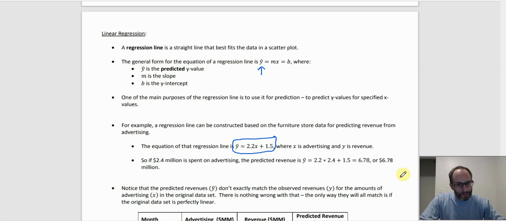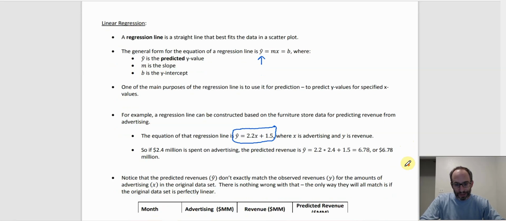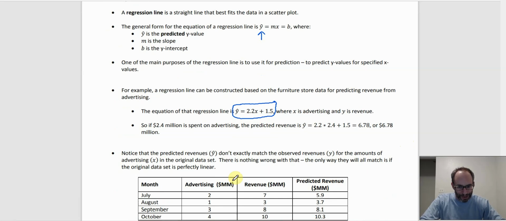So then, just for an example, what if 2.4 million was going to be spent on advertising? Because the amounts here were in millions, right? You can see in the table with the dollar MM, right? So, okay, you sub in the 2.4 for X. So you have 2.2 times 2.4 plus 1.5, right?